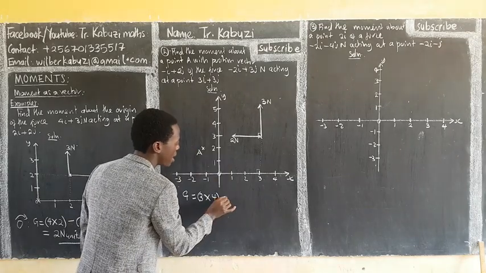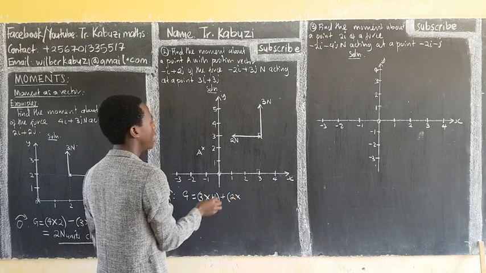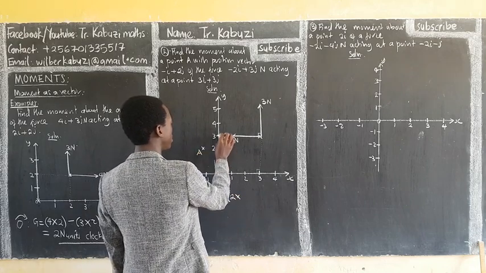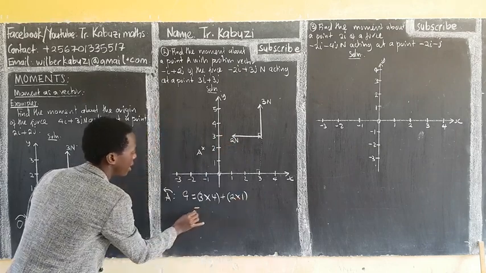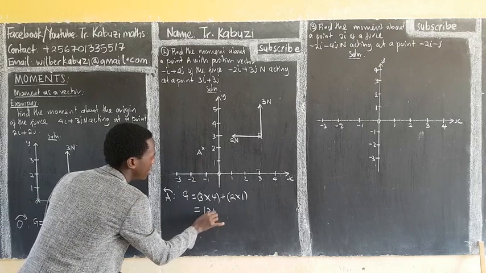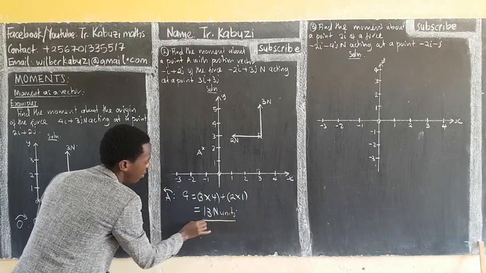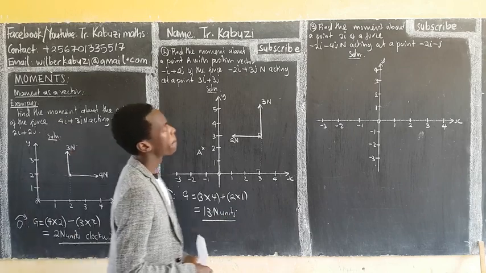So that's why I'm going to be having plus, now the first 2 times the perpendicular distance from here. You see from here and down, it's just 1 unit. 1, which will give us 13 Newton units. As simple as that. Be careful.